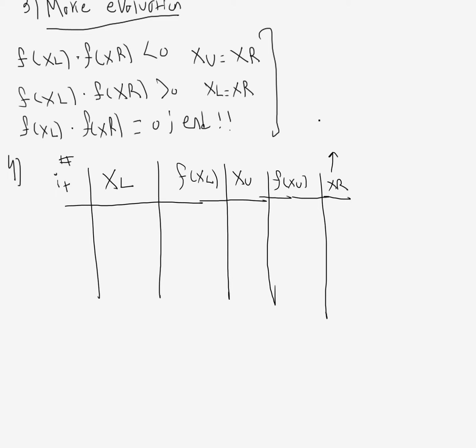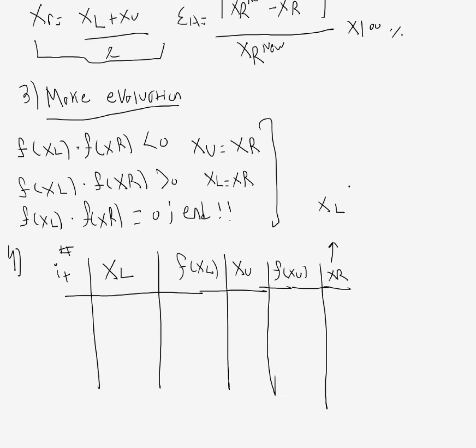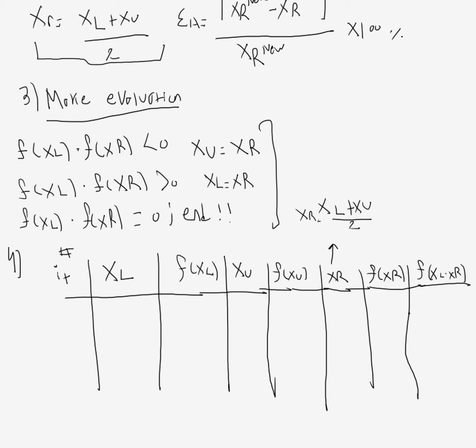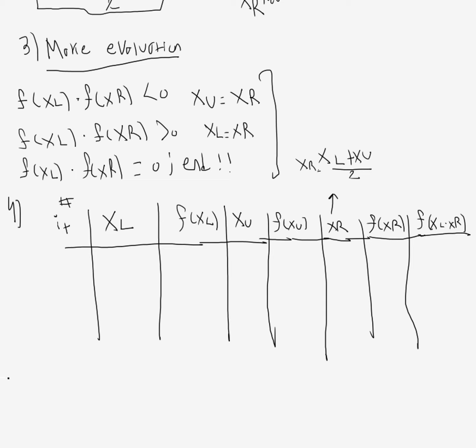To calculate your XR, as I mentioned above, XR is equal to XL plus XU all over 2. And then this is your value for XR. And then you would evaluate your function at XR, and then you would multiply XL times XR. So this is a very useful table I have created for solving the bisection method.